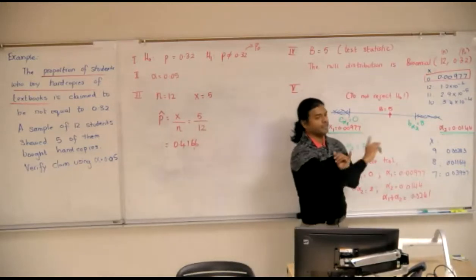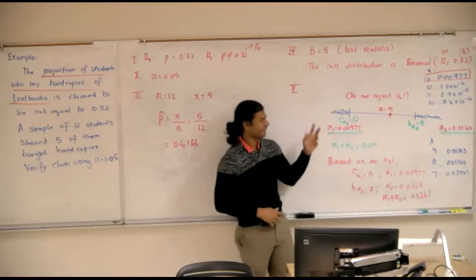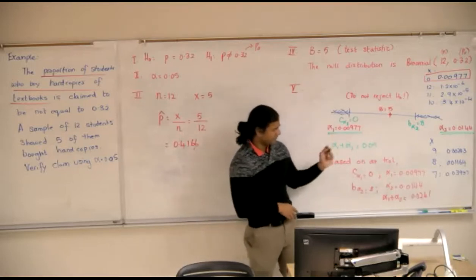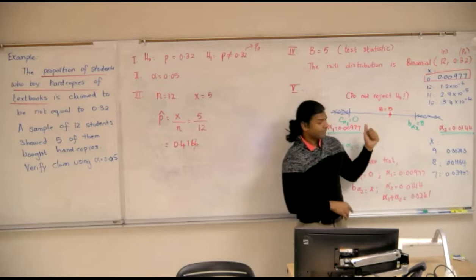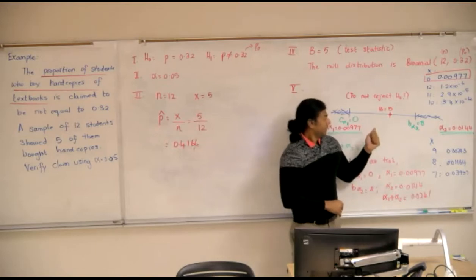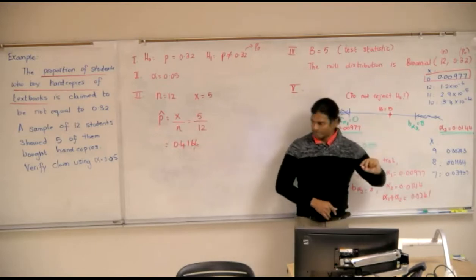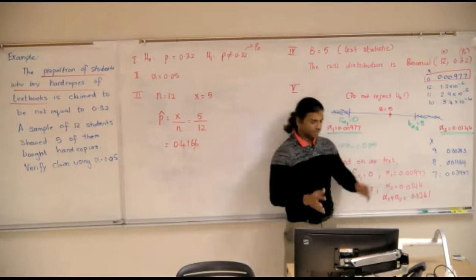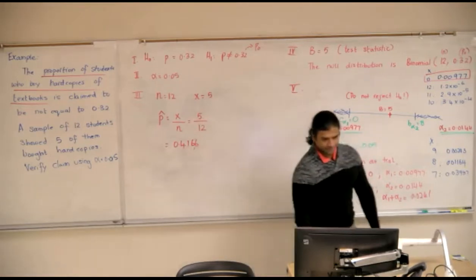Next we will find the p-value of this two-tailed test. It's going to be very straightforward. And we will do a large sample approximation. And if time permits, we'll start with confidence intervals.